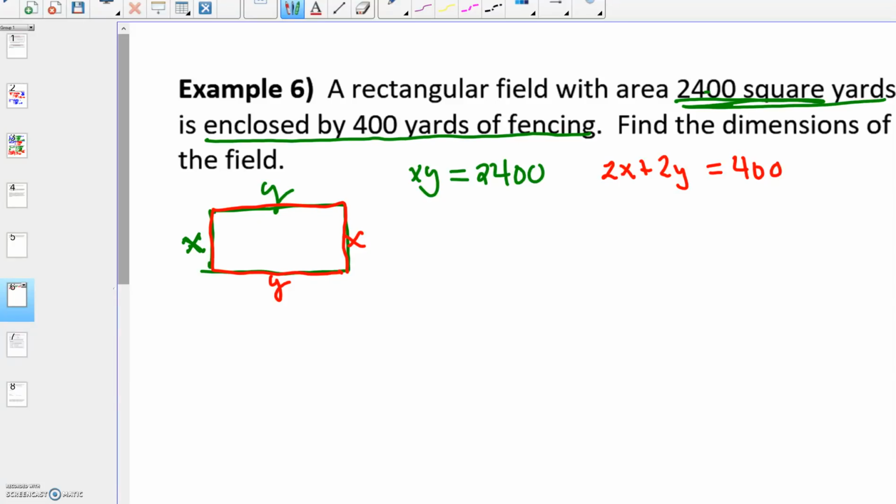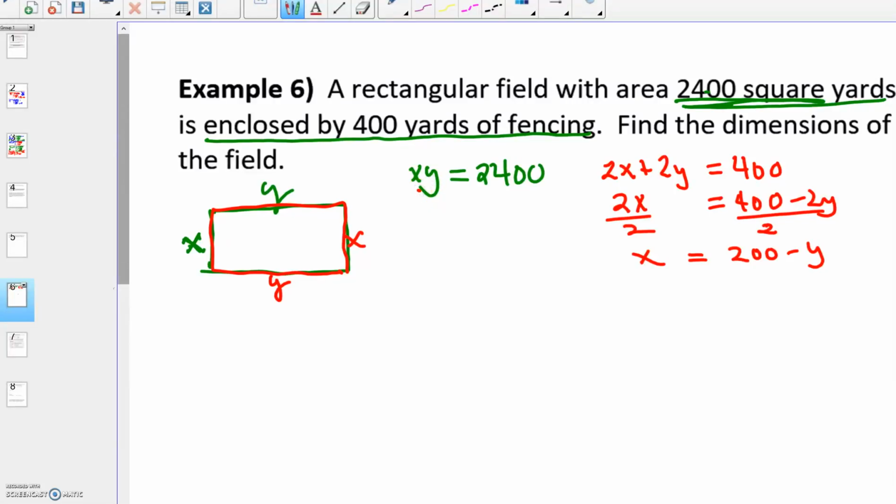It doesn't matter whether you solve for x or y, so let's solve this for x. I think this is our easiest bet here. You could start with either equation. So I'm going to have 2x is equal to 400 minus 2y. Then I divide everything by 2, and that gives me x is equal to 200 minus y. Don't forget to divide 2 into both of those. So we get a variable for x.